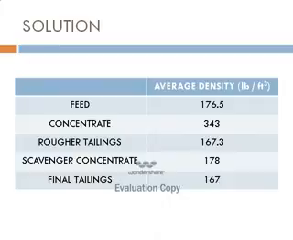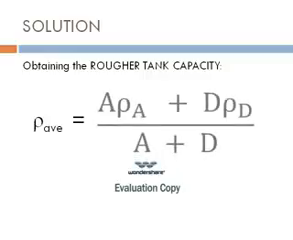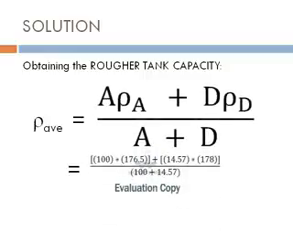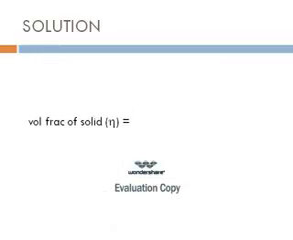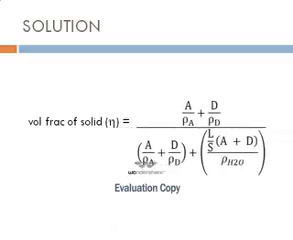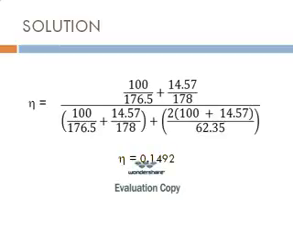For the rougher tank, only solids from stream A and T are present. Thus, obtaining the average density of the solids in the rougher tank would give us 176.8 pounds per cubic feet. To get the volume of solids per volume of mixture, the volume fraction of the solid, represented by eta, is computed. Substituting the proper values will give us eta equals 0.4092. This means that per unit volume of mixture, there are 0.4092 units of volume of solid present.